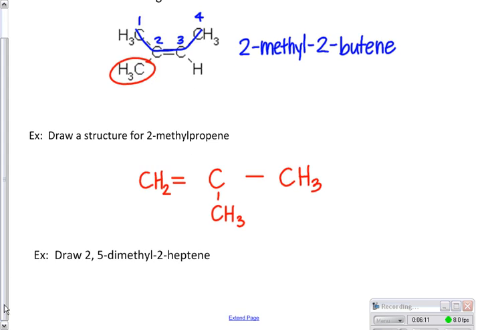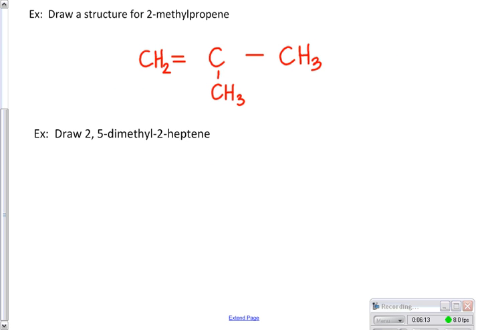And then this example, drawing 2,5-dimethyl-2-heptene. If you want to try that one now, you can pause the video and see how you do. Hept means that there are 7 carbons. So I'm going to draw 1, 2, 3, 4, 5, 6, and 7 carbons.